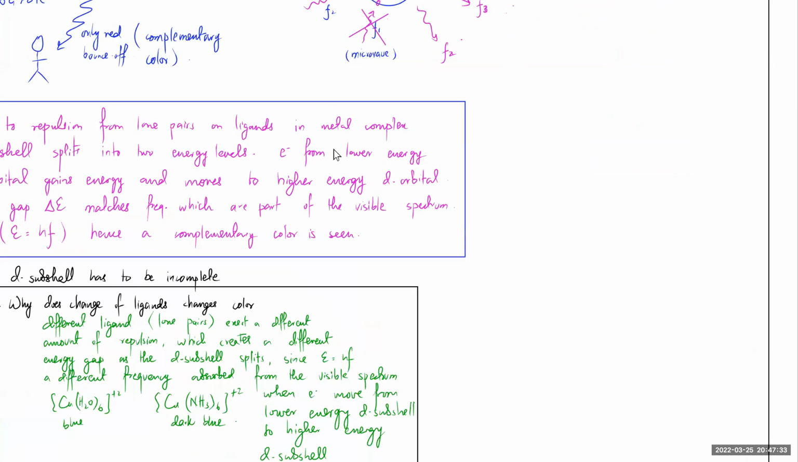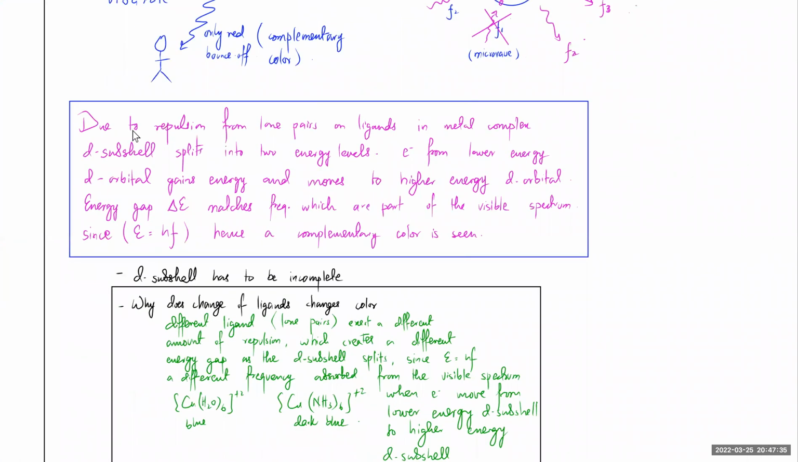So this is the explanation that you're going to write: due to repulsion from lone pairs on ligands in the metal complex, the d subshell splits into two energy levels. Electrons from low energy d orbitals gain energy and move to the high energy d orbital. The energy gap delta E matches frequencies which are part of the visible spectrum, since delta E equals hf, hence the complementary color is seen. So if it absorbs red, you're not going to see red.